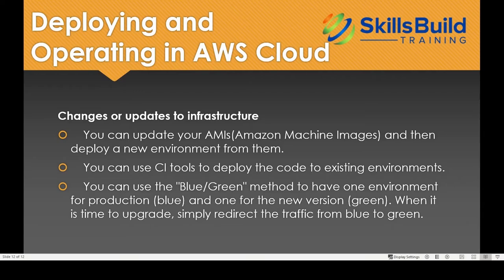You can update your Amazon machine images or AMIs and then deploy a new environment from them. You can also use CI tools to deploy the code to existing environments. You can use the blue-green method to have one environment for production, that's blue, and one for the new version, or green. And when it is time to upgrade, simply redirect the traffic from blue to green.